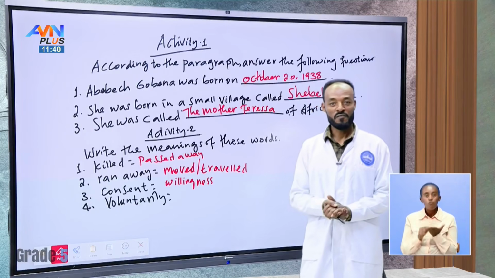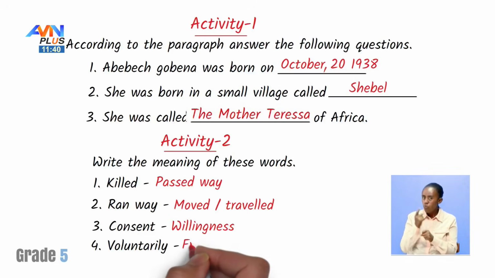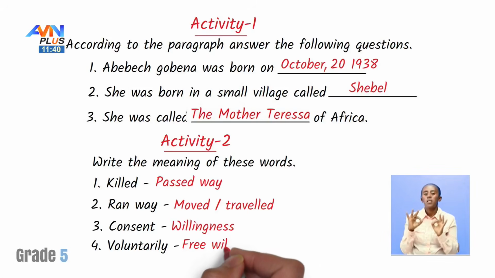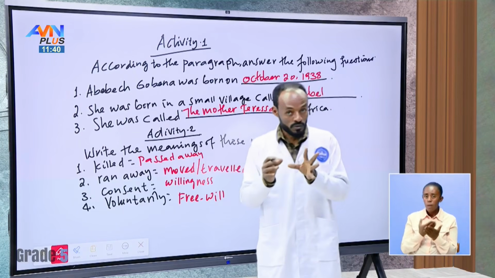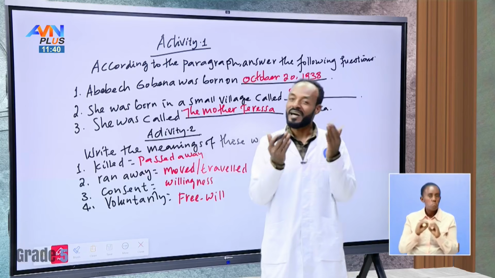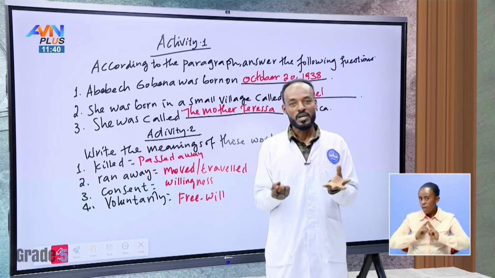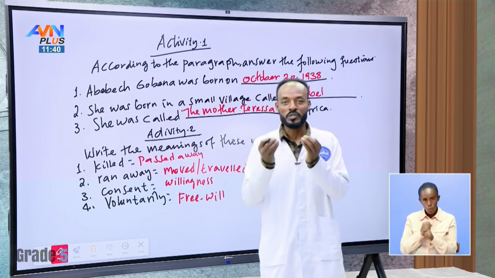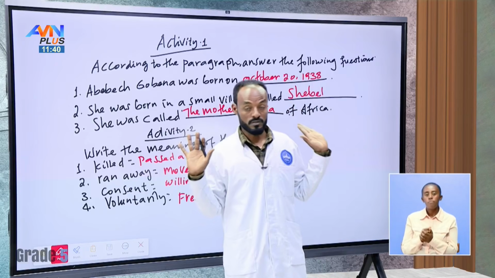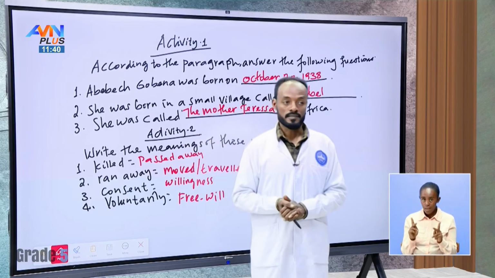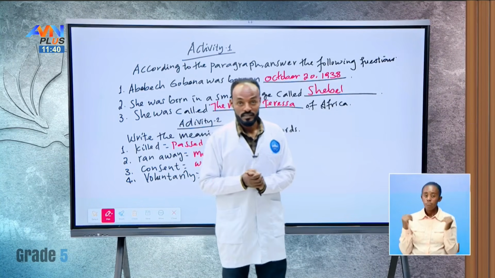What about voluntarily? Voluntarily means something that you do for free will. Free will. Voluntarily means something that you do without payment, because that is priceless work. It's very valuable work which we do not ask for payment, or we are not doing that for business. Okay? Nice. Good students. I hope I'm clear.